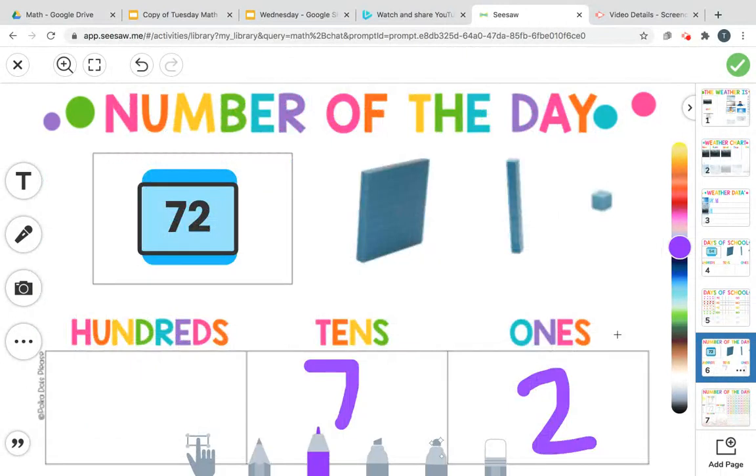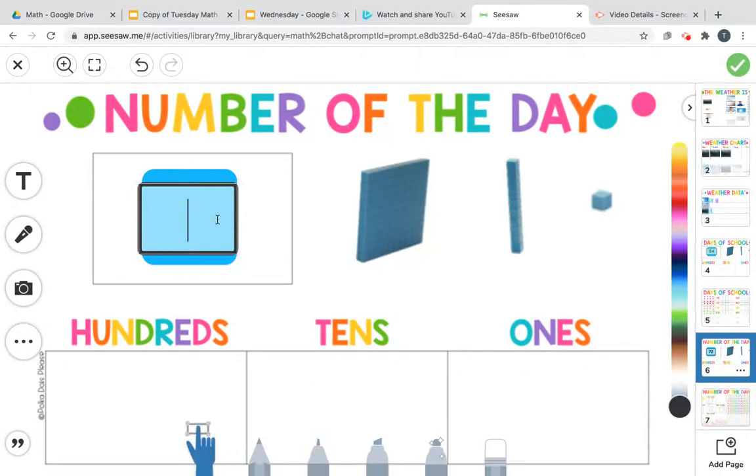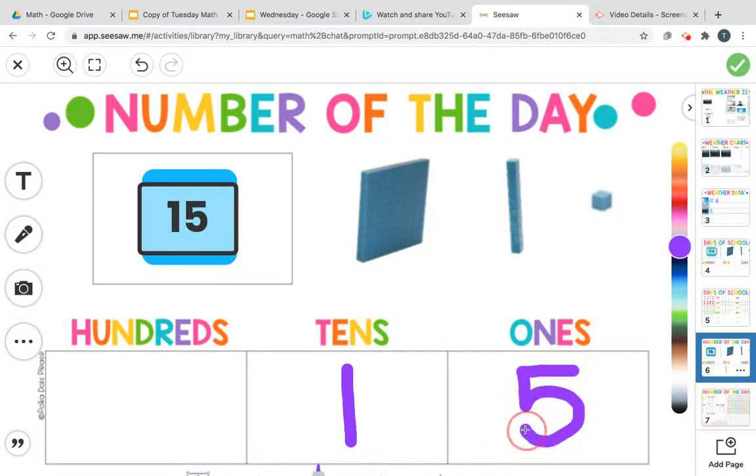Let's do our number of the day today. Erase all this business down here. Our number of the day today. How about 15? That's a good number. So 15 has how many 10s? It's okay, you can shout it out at home. How many 10s do you see? 1. How many 1s do you see? 5. So if we were going to build a city to look like this, we could have 1 tower of 10 and 5 little houses.